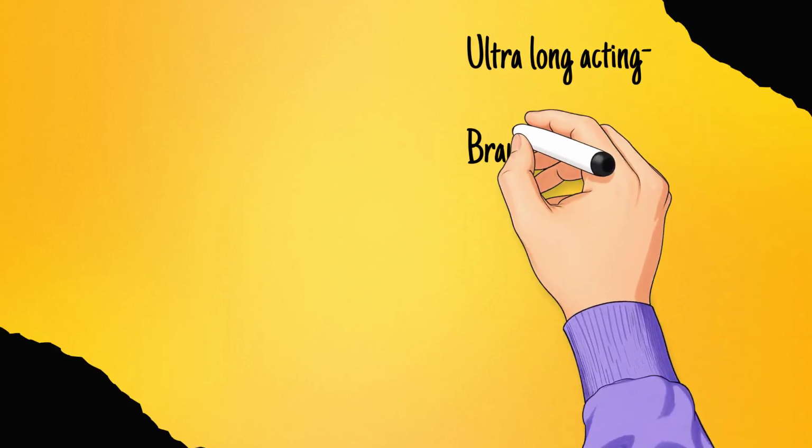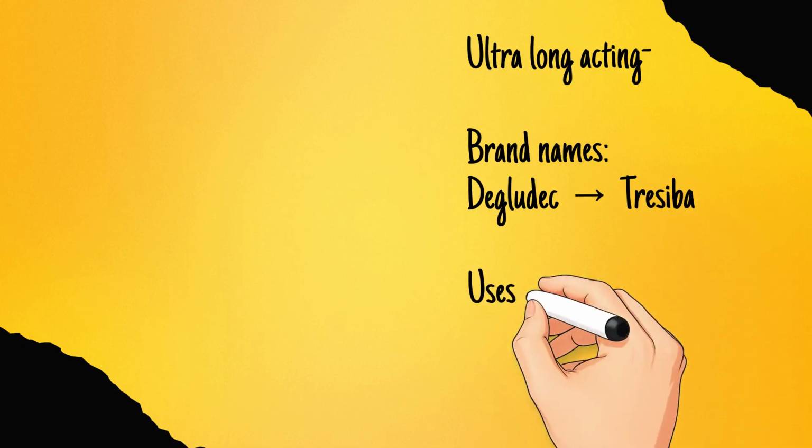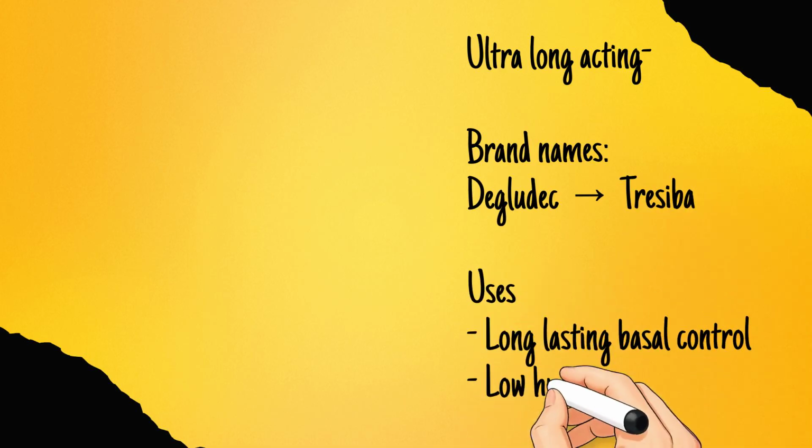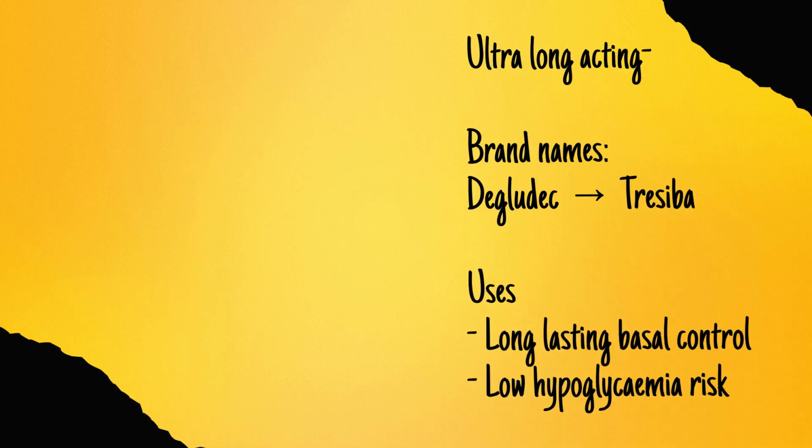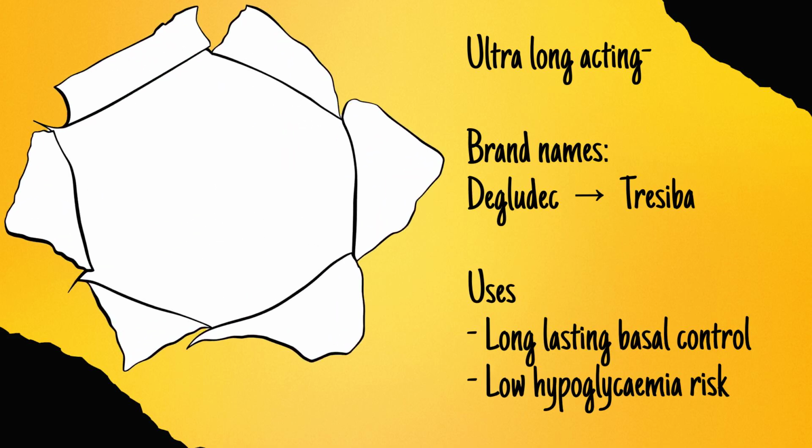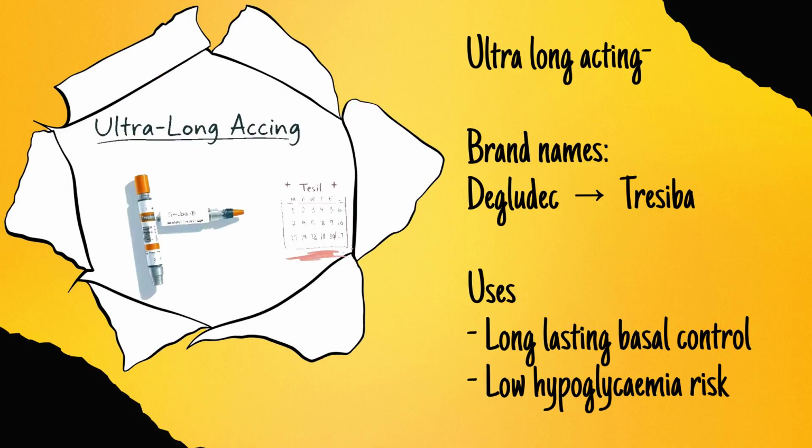Insulin can also be modified to prolong its action for a very long period. One such example is Degludec, which is available as Tresiba. These have action as long as 48 hours. They have very low risk of hypoglycemia.